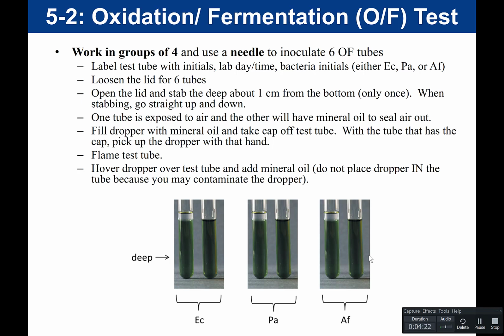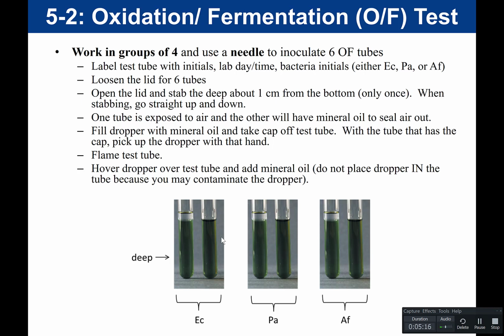The reason that you need 2 tubes per organism is that 1 tube is going to get mineral oil. And the mineral oil is used to seal out oxygen, meaning to exclude oxygen from getting to where the bacteria is. This tube would be what we call our anaerobic tube, in the absence of oxygen. That tube would be our fermentation tube. This is to determine if bacteria can ferment the sugar. The tube without the mineral oil would be our oxidation tube. It would be our aerobic tube, meaning oxygen can get in. And this tube will allow us to determine if bacteria can oxidize glucose. So that's why for each organism, you're going to need 2 tubes.